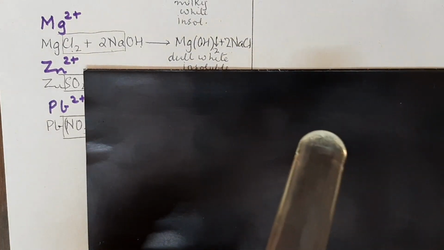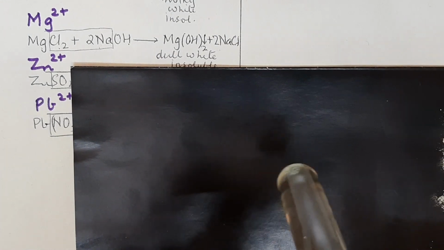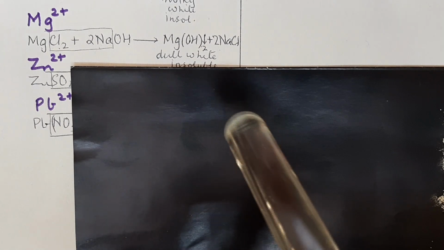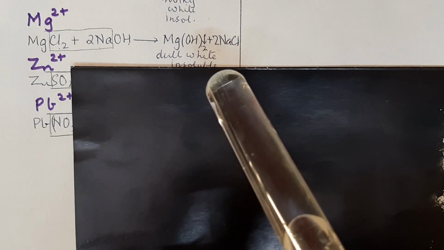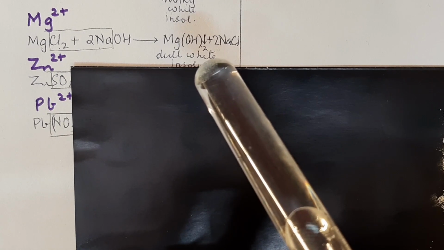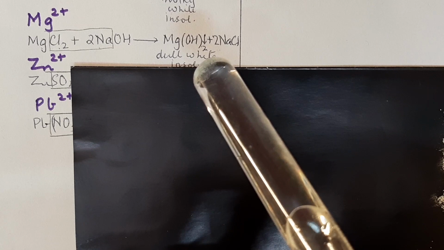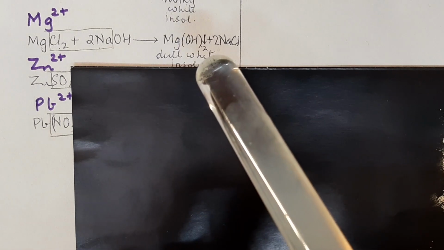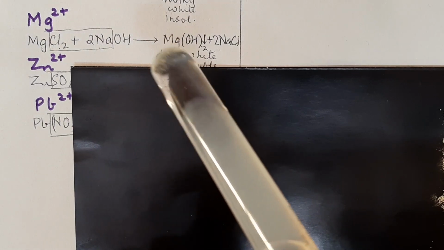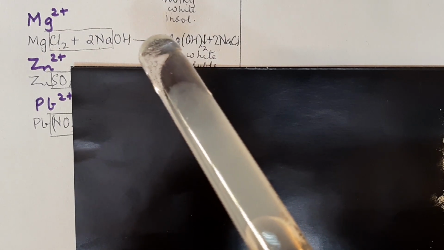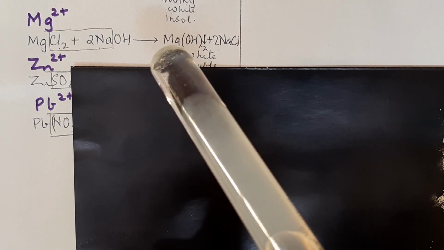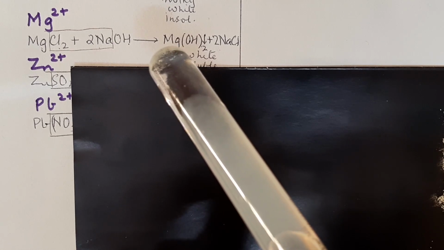Now, let us take magnesium chloride solution and add the other hydroxide, that is ammonium hydroxide. Let us look at the reaction now, first in little and then in excess. Can you see the dull white precipitate is formed? The solution is a little dilute, that's why you can see a very faint precipitate.